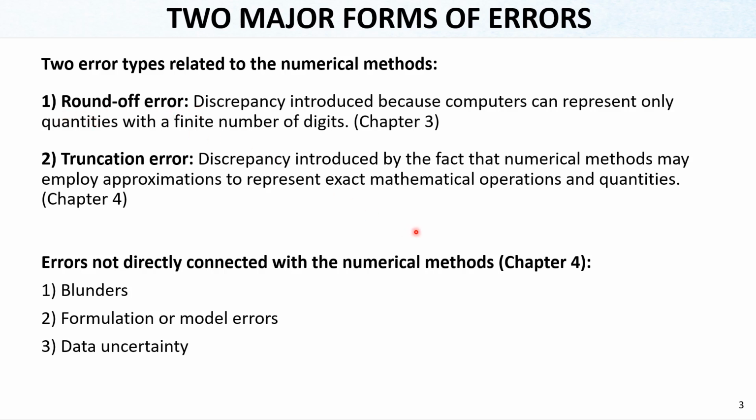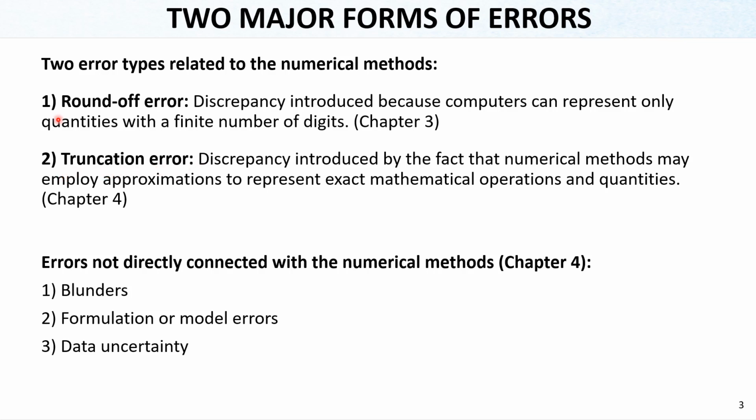That means that if we chop off some digits from the number, we will have a round-off error. The truncation error, on the other hand, is the discrepancy introduced by the fact that numerical methods may employ approximations to represent exact mathematical operations or quantities. In other words, because we use some approximations of the analytical approach using the numerical method, this will create a difference, and this difference gives the error. This error is called truncation error.